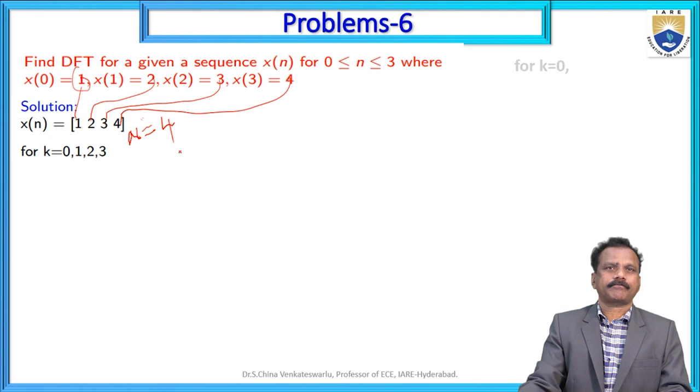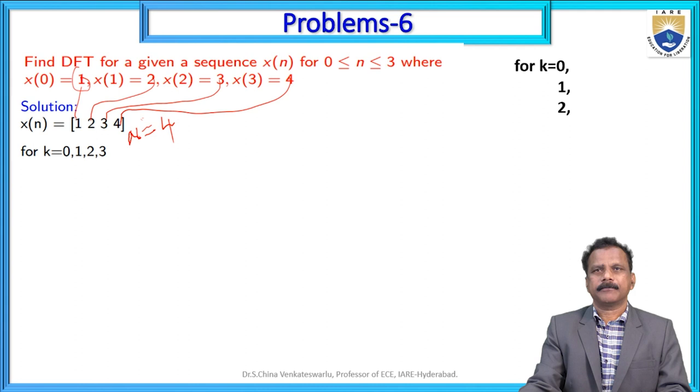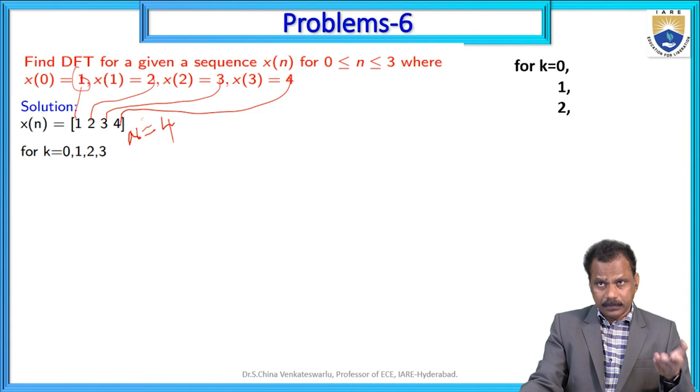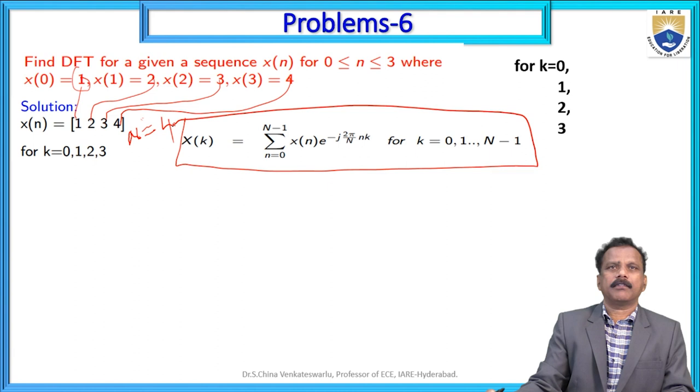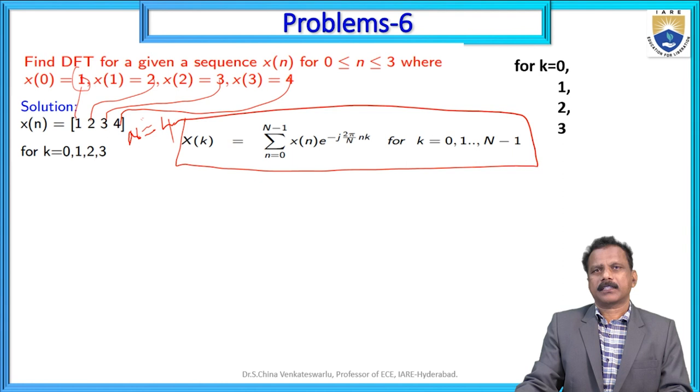Next, using these formulas, for k equal to 0, what happens? Next, k equal to 1, k equal to 2, so go on using the manual operation. Now it is computing. Whether the computation is efficient or not, that is our task, where k equal to 3. We know our formula for finding the discrete Fourier transform: X of k equal to summation n equal to 0 to N minus 1, x of n e power minus j 2 pi by capital N into nk.